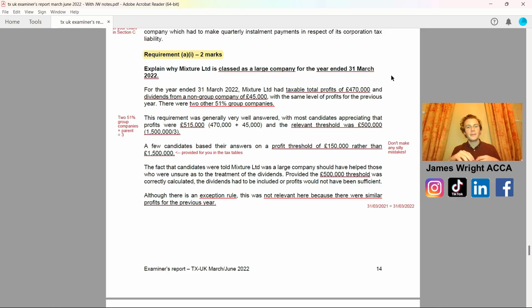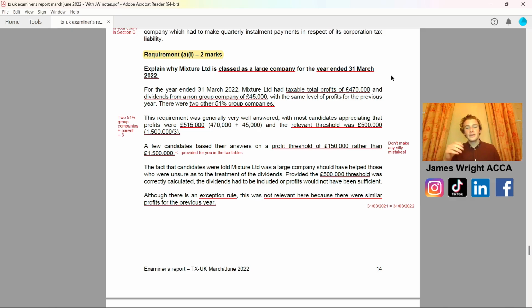A few candidates based their answers on a profit threshold rather than the 1.5 million. And again, the 1.5 million is given to you within the tax table, so have a look to see for your particular exam if it had maybe gone up or gone down.